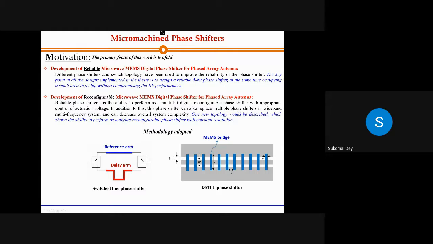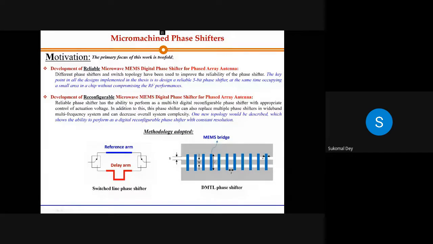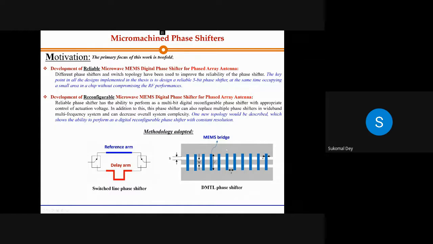Now, the second important point is reconfigurability. You want your phase shifter to be reconfigurable. If you don't want your phase shifter to work at only a particular frequency, you want to make it work at different frequencies. That is a very important point, and it has a huge requirement in current architecture. Now, to get these two things, two methodologies have been adopted.